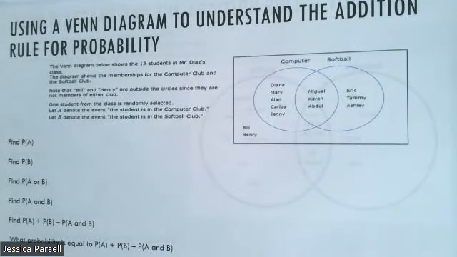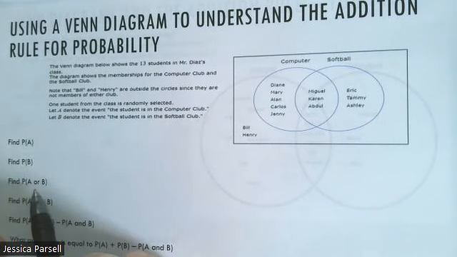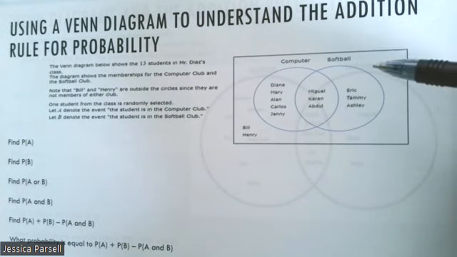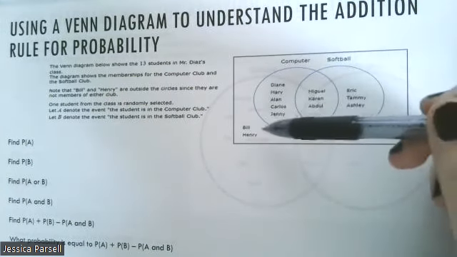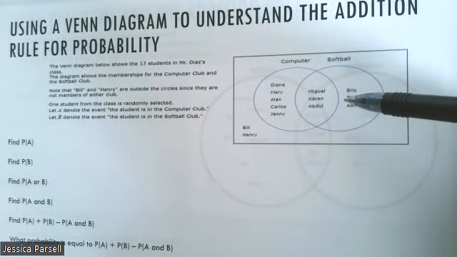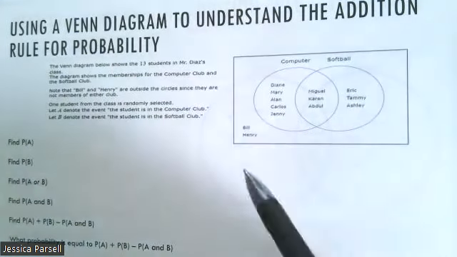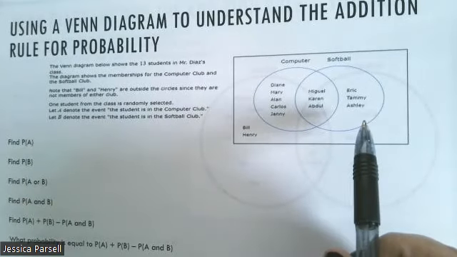All right, we're diving a little deeper. We're still going to be working through finding out what's in A, what's in B, what's the marriage, what's the intersection. We're going to add a little extra. This Venn diagram below shows 13 students in Mr. Diaz's class. The diagram shows the memberships for the computer club and the softball club. Notice that Bill and Henry are still in the class, but they're not in computer or softball.